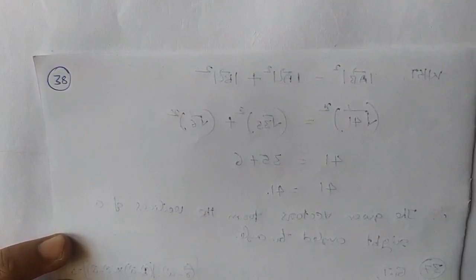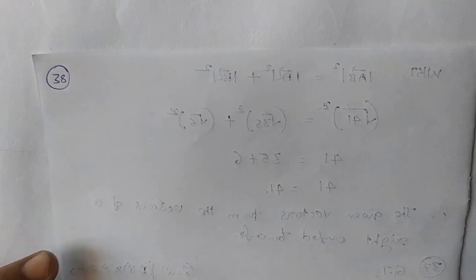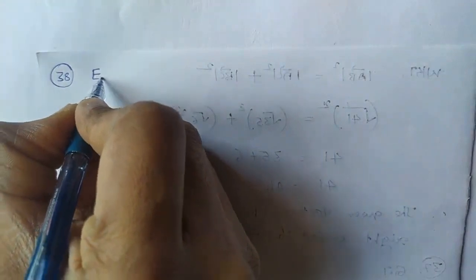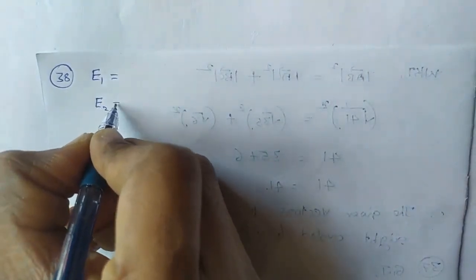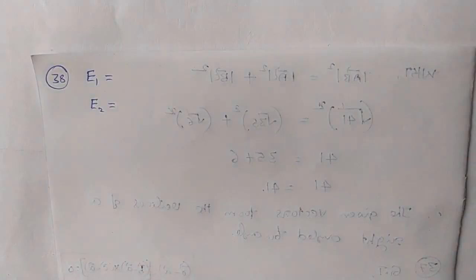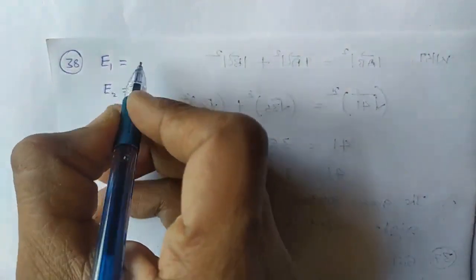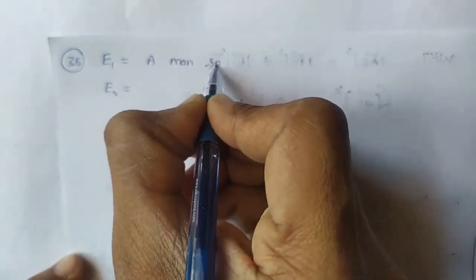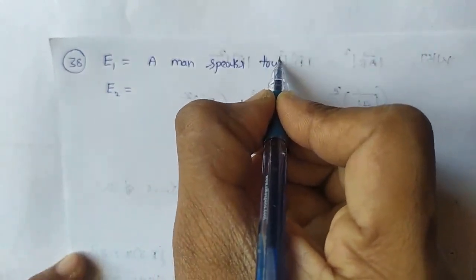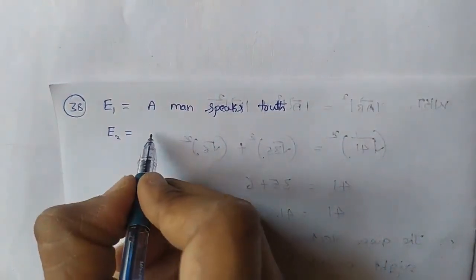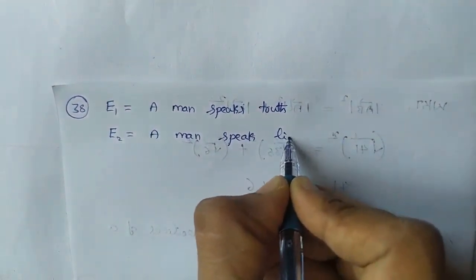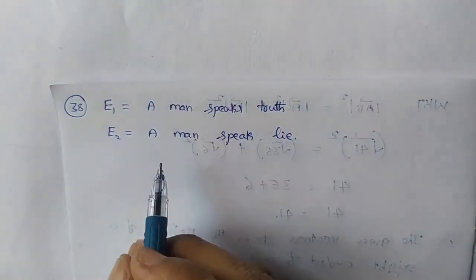In that, he is telling a lie once out of 4 times. So here we have two events, E1 and E2. Let's define these events: E1, a man speaks truth; next, the second event E2, a man speaks lie. Here we have the two events, truth and lie.